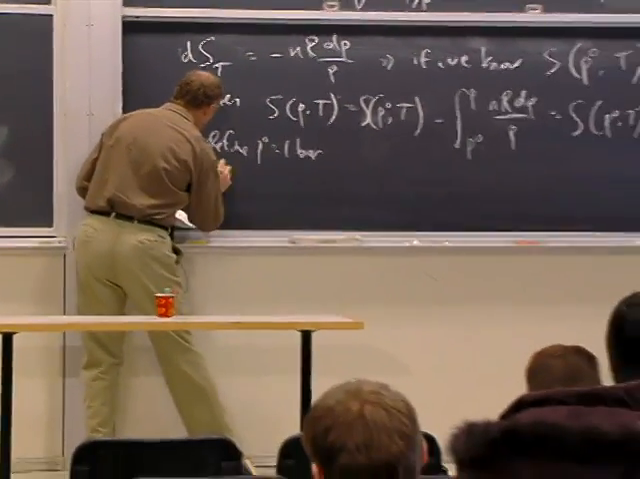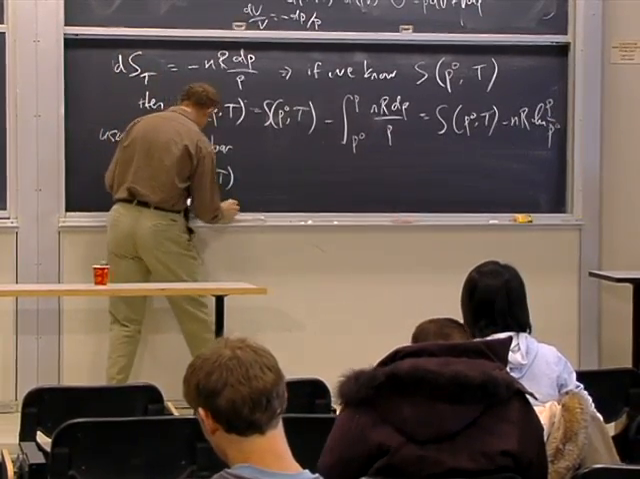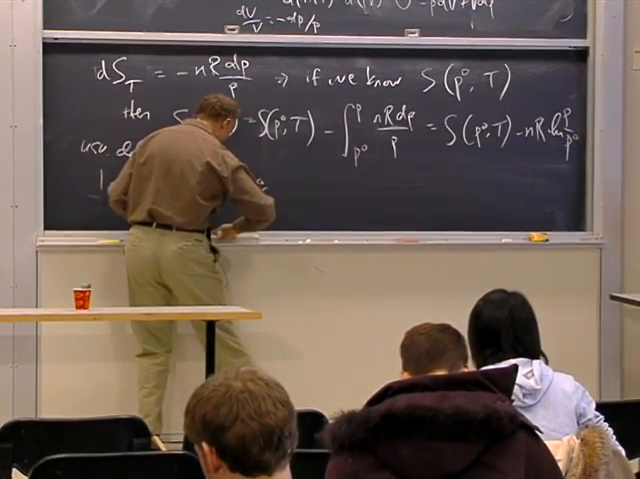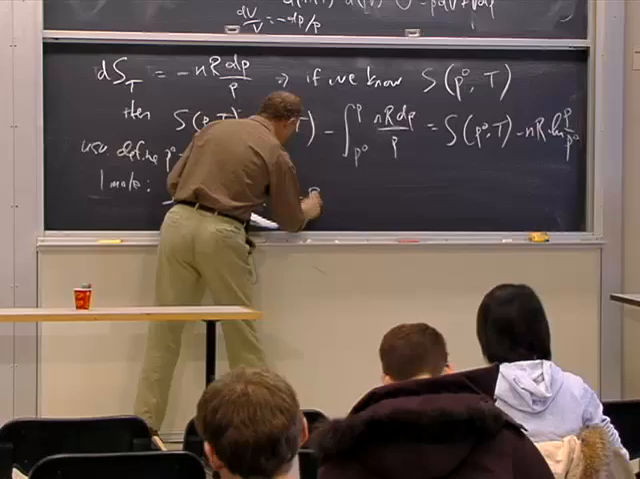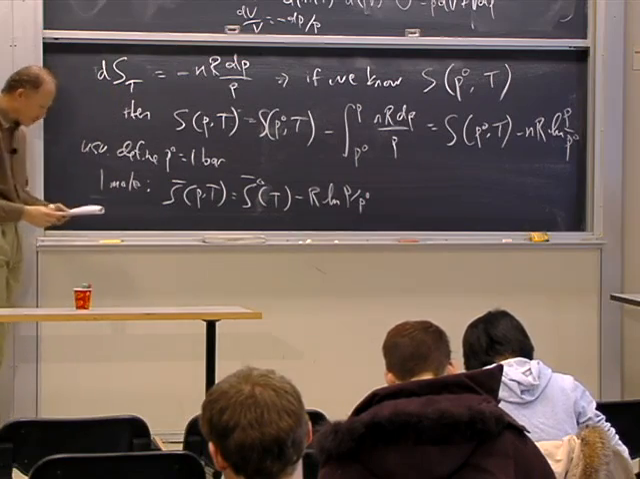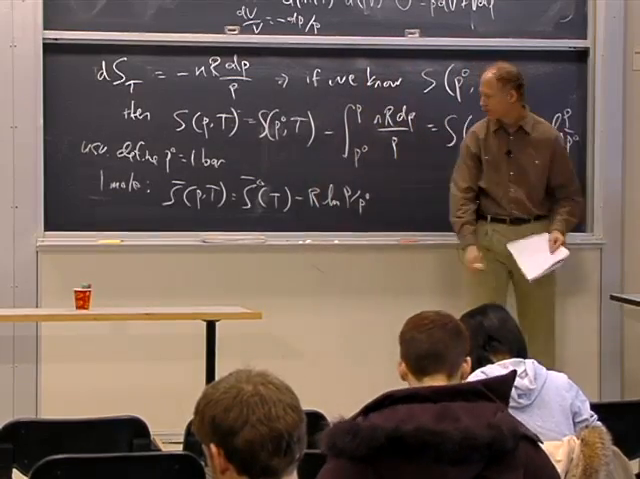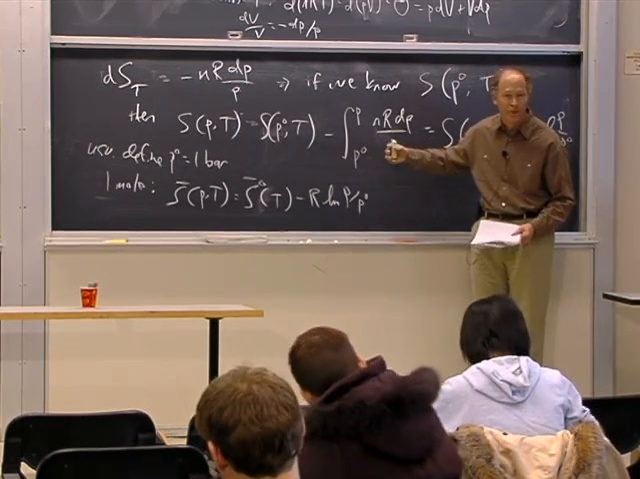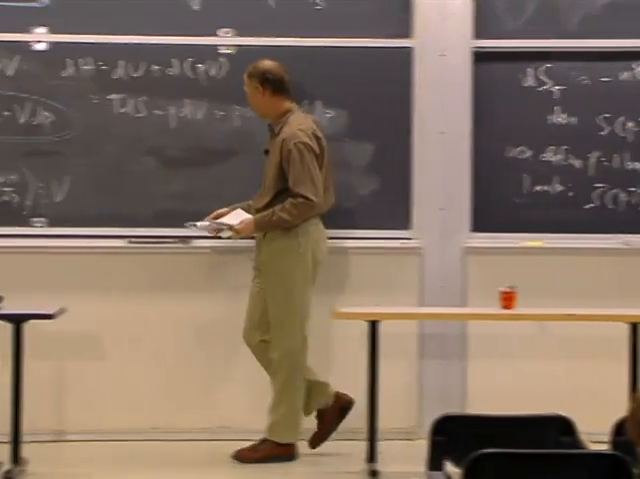Or for 1 mole, we can write the molar quantity S of P and T is S naught of T minus R log P over P naught. All right. So that's our pressure dependence. We still don't really have a formulation for calculating this, or defining it, or whatever we're going to do to allow us to know it.